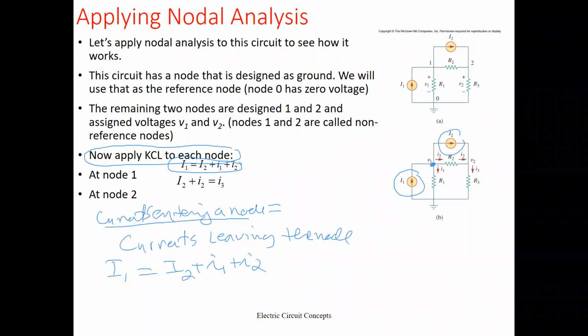Now, applying KCL here, we see that I2 is entering the node, and I2 lowercase also is entering the node. I3 is leaving the node. So 2 currents are entering, which is I2 plus I2 lowercase, equal to the current leaving the node, which is I3. So again, we establish 2 equations. These are 2 equations to solve, using the same technique as we explained in the mesh analysis.